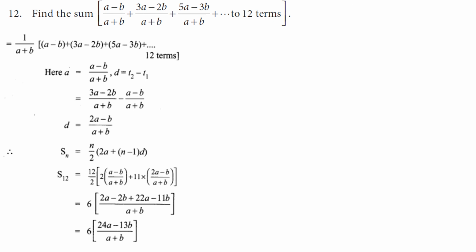n minus 1 is what? 11. 11 into (2a minus b), that is 22a minus 11b. So simplify: 2a plus 22a, 24a, minus 2b minus 11b, minus 13b, by (a plus b). Therefore, the answer is 6 into (24a minus 13b) by (a plus b). So thank you students. Next exercise we will see in the next class.